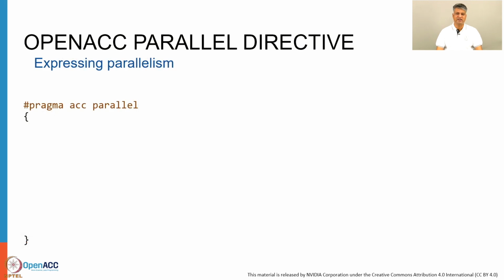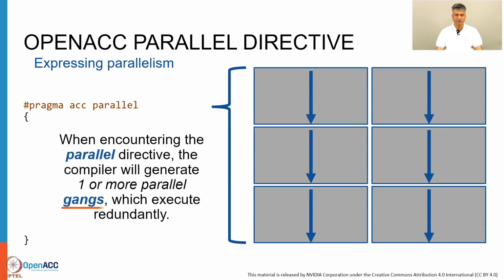So how do I now express parallelism? When I encounter the parallel directive, the compiler will generate one or more parallel gangs which will execute redundantly. Graphically, if I represent it, there will be several gangs like this, six of which are shown in this graphic, and they will execute the code.